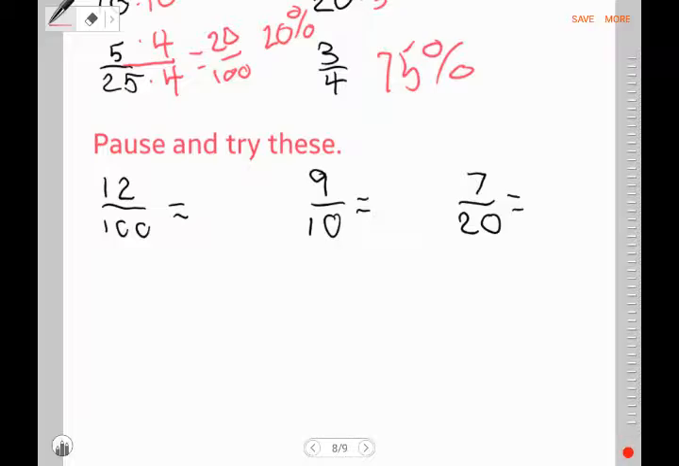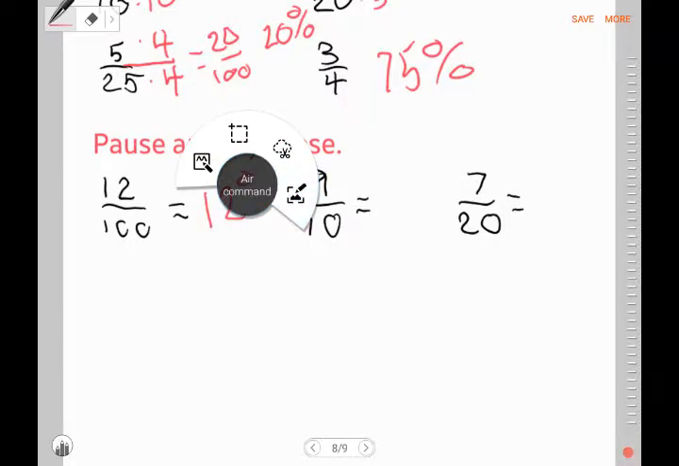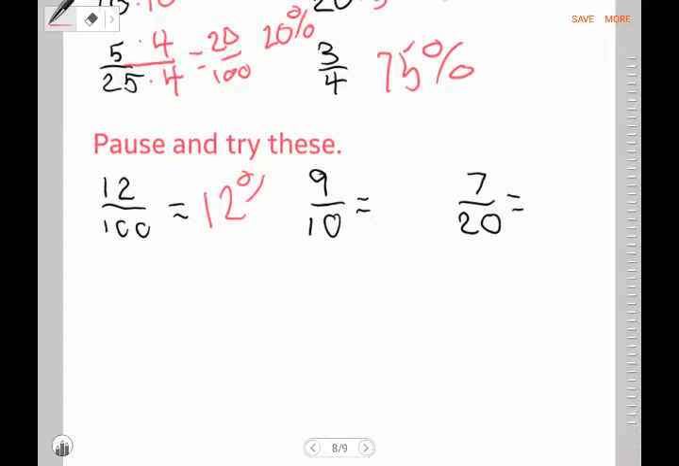Okay, are you back? Okay, well, 12 over 100, 12 out of 100, that's just 12%. How about 9/10? Well, that's the same as 90 hundredths, so let's call that 90%. And 7/20, 7 times 5 is 35%. How'd you do? Hopefully good.